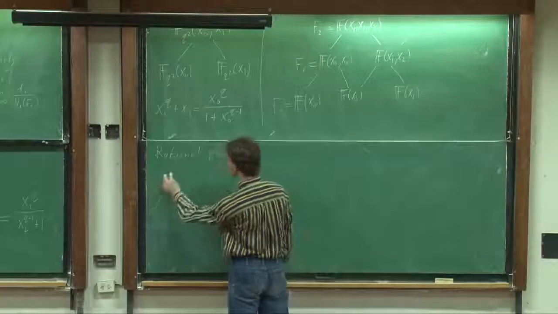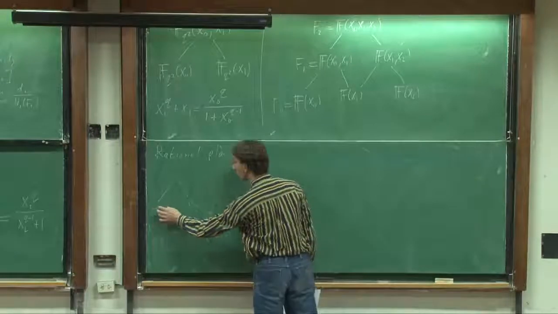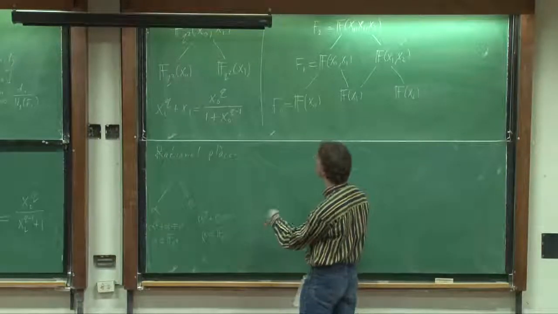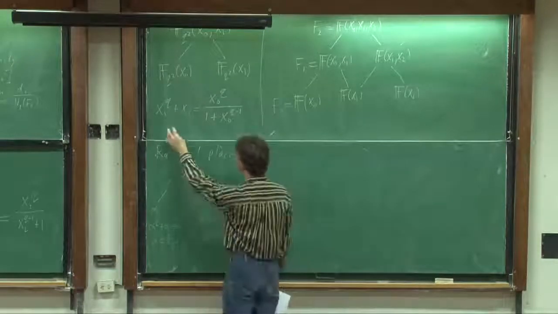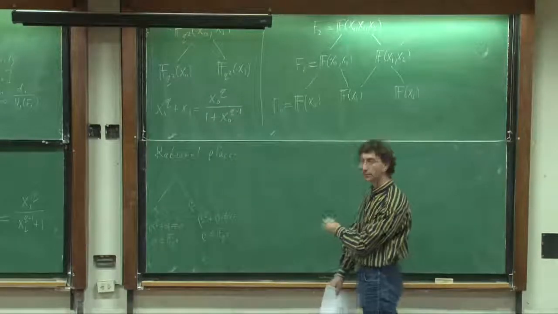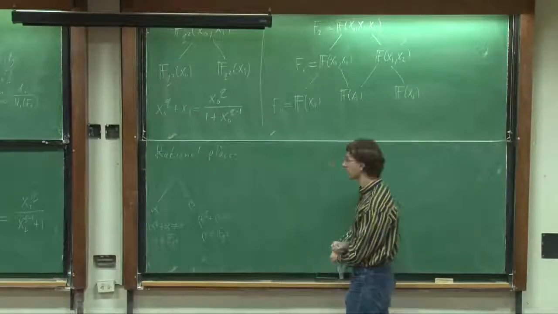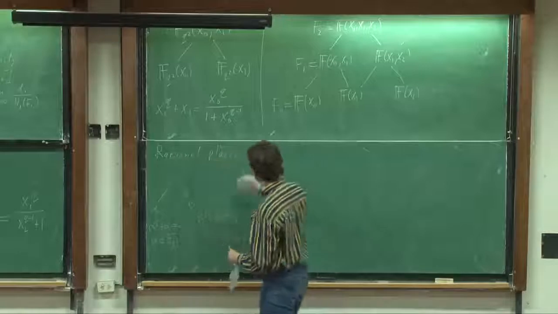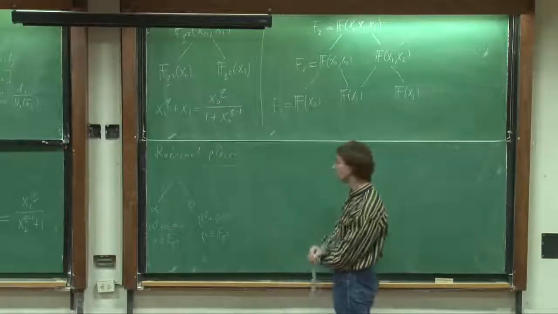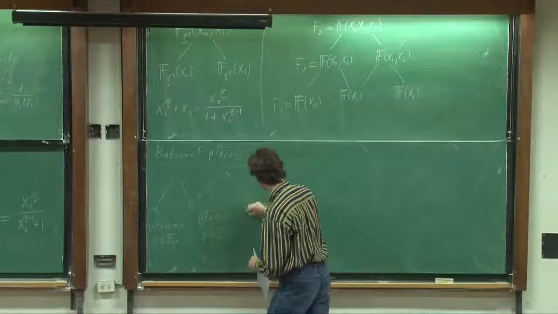So this set of alpha satisfying these two conditions is an invariant. If you start iterating this equation, you will see that all the values of x0, x1, x2 and so on will always lie in this set. And that is the key to the number of rational places.